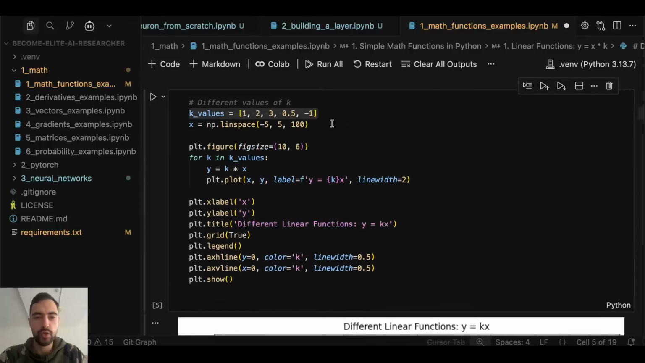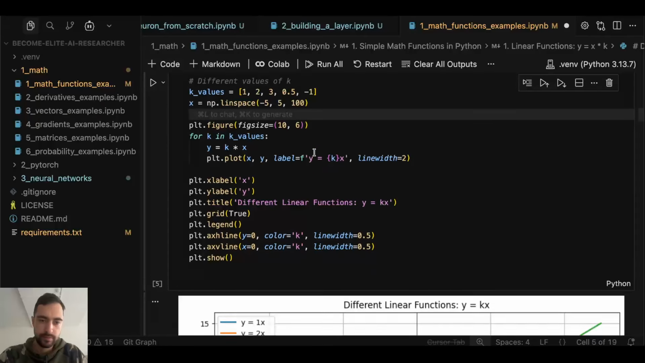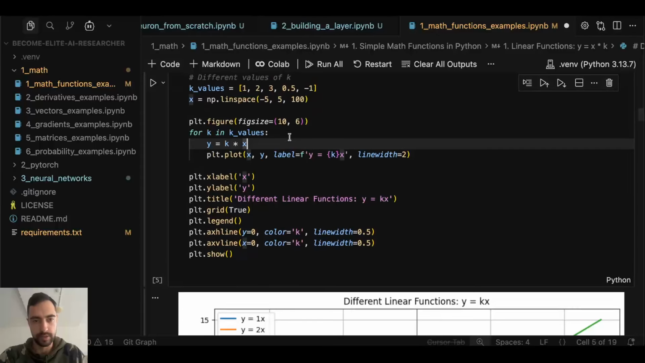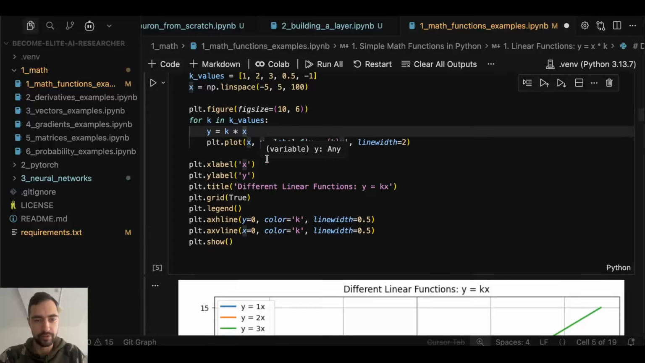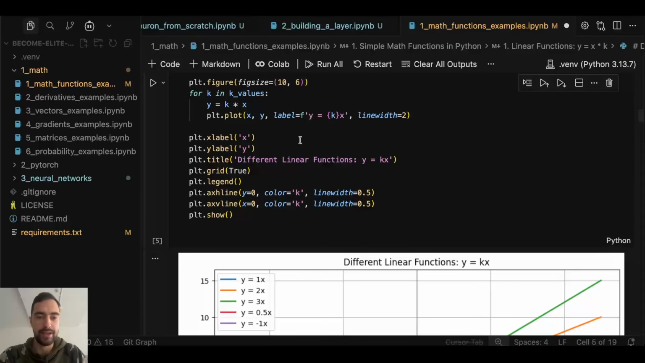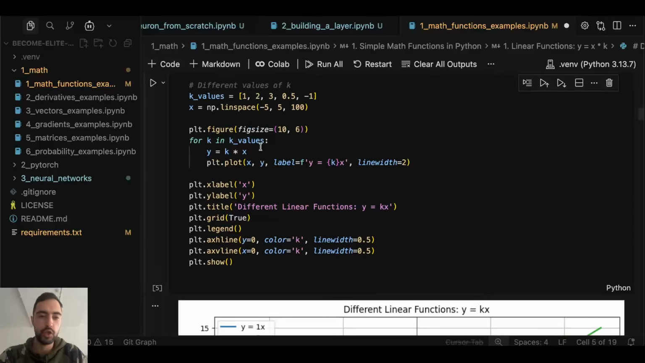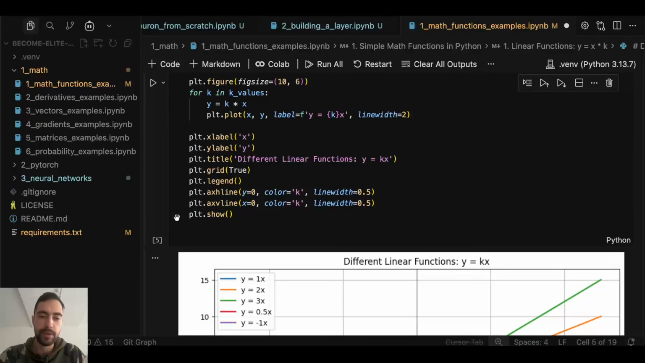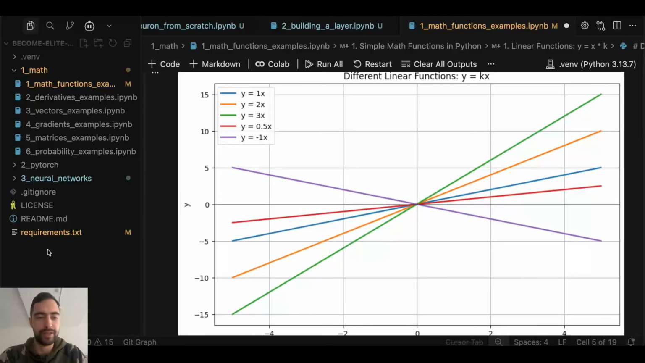And the way this is coded is very simple. There is a list of k values, and then for each of the k values, we plot the function. I recommend using AI, ChatGPT or Cursor to explain any of these things for you if you don't understand them. But I want to focus on the theoretical part of the math for now. So this coefficient determines the slope of the function.